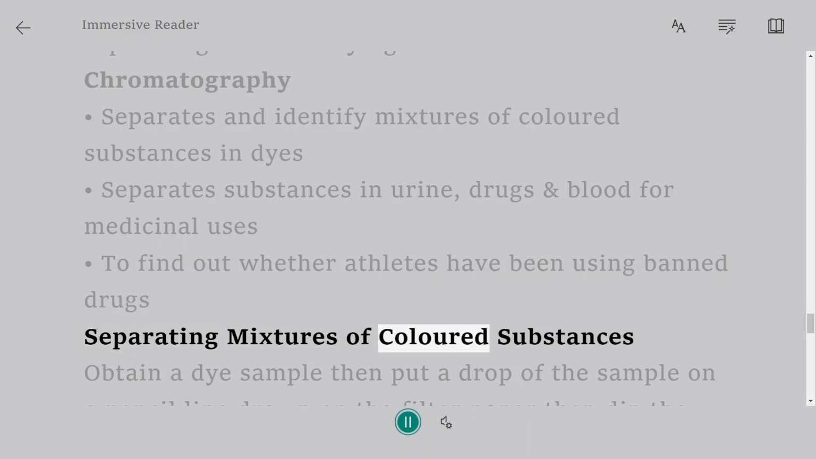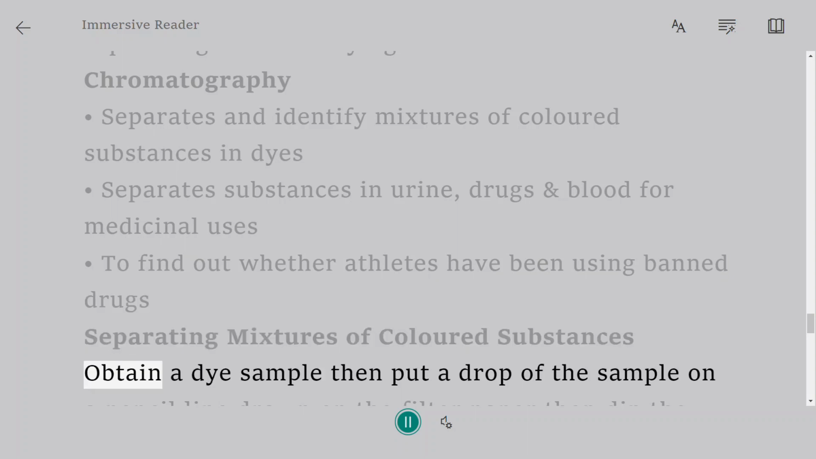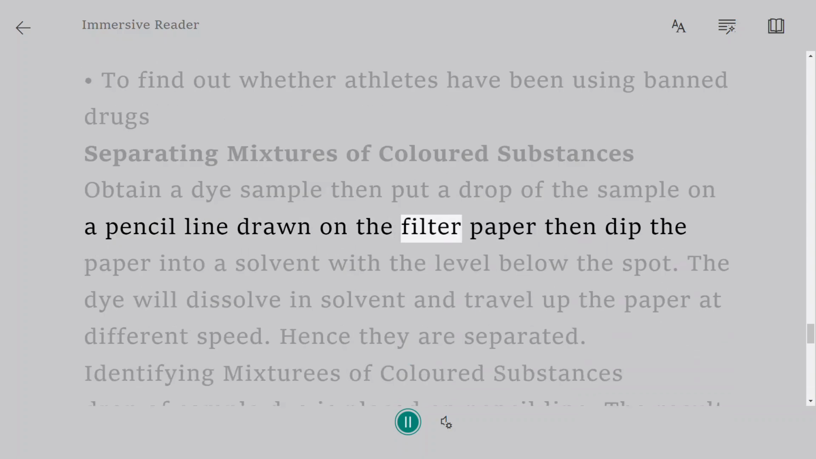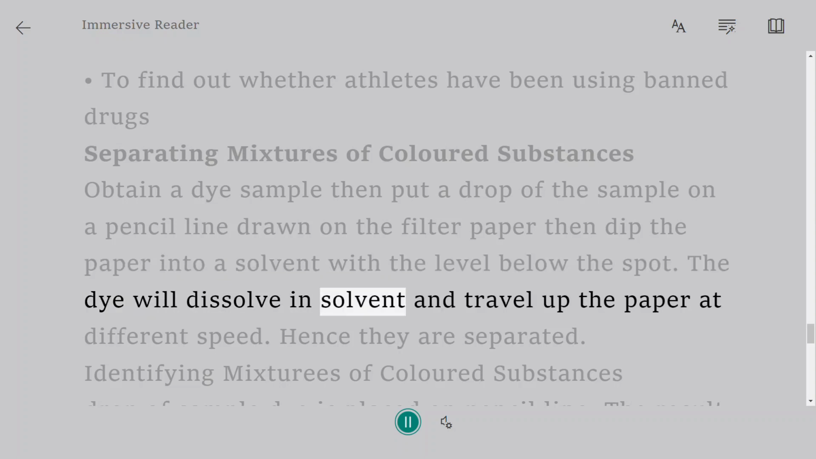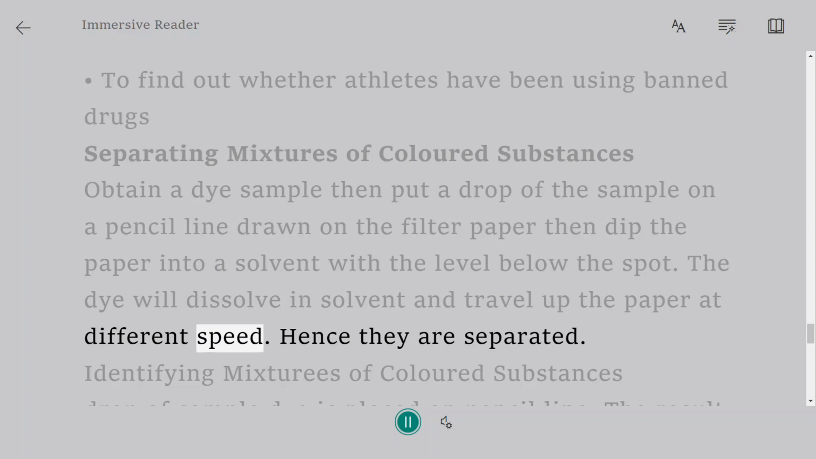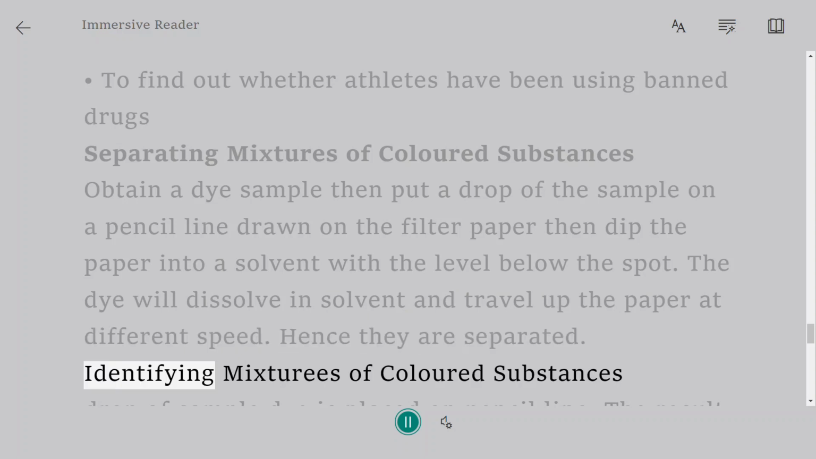Separating mixtures of colored substances. Obtain a dye sample, then put a drop of the sample on a pencil line drawn on the filter paper, then dip the paper into a solvent with the level below the spot. The dye will dissolve in the solvent and travel up the paper at different speeds. Hence they are separated.